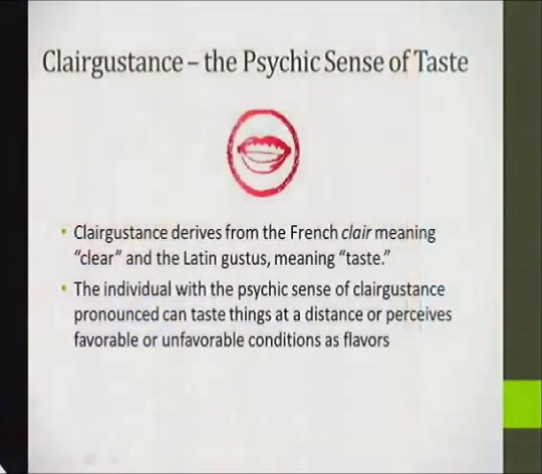Clairgustans. Unless you speak a romance language, Spanish for example, when we want to say we like something, we say me gusta. And basically, you're not saying I like it. You're saying it's to my taste. So gustus comes to us from the Latin taste.